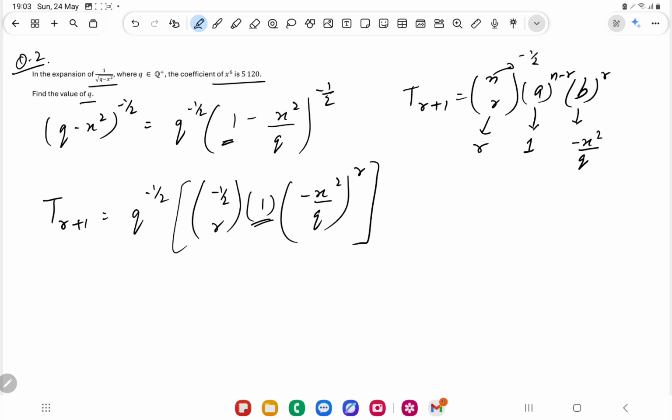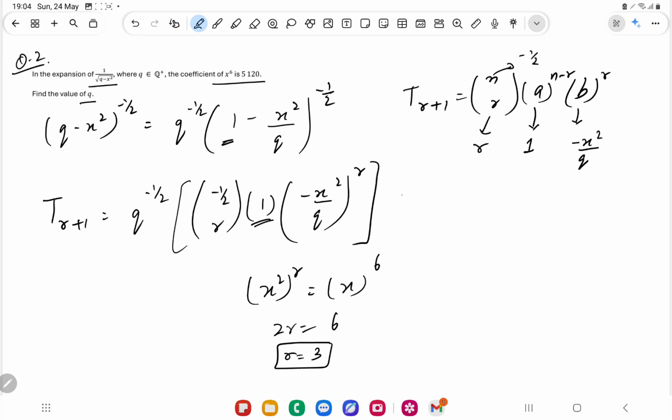Now the coefficient of x to the power 6 is given. So I can first take out the x values. So this is my x to the power given. I can equate it with x to the power 6 because this is given to me in the question. Upon equating, I will get my r value as 3. Once I get my r value, I can substitute into the question.